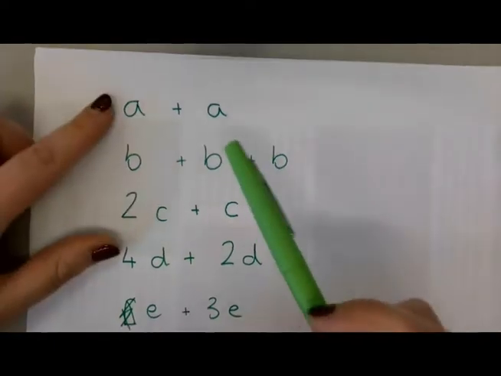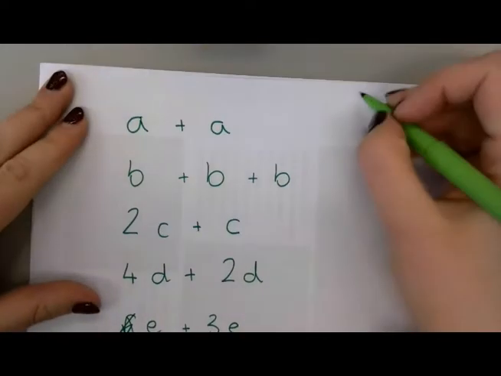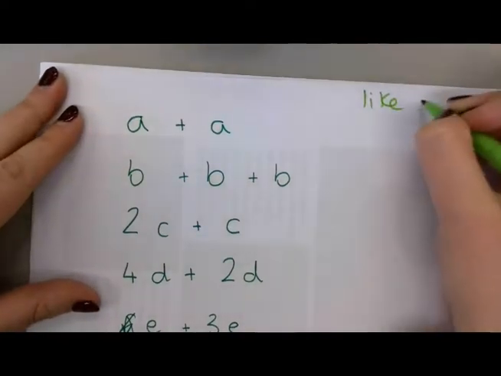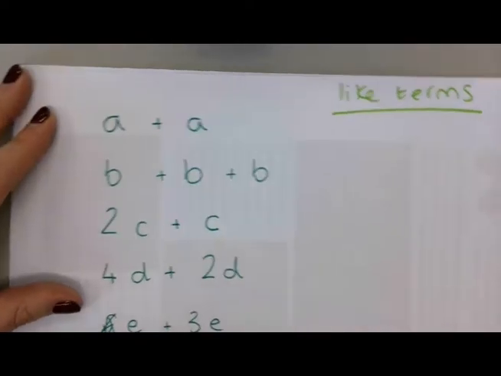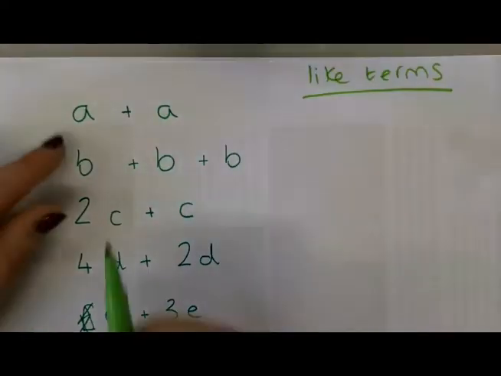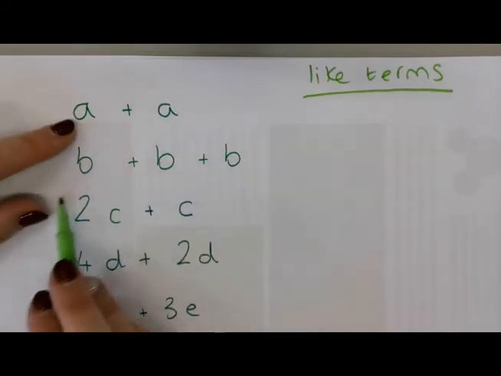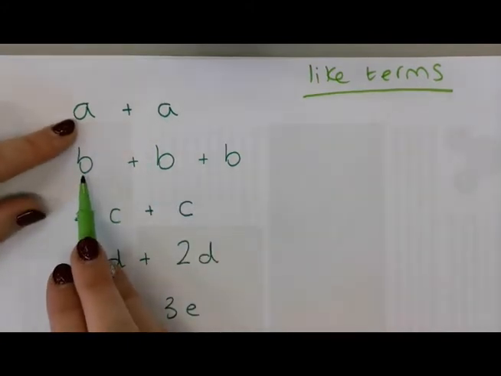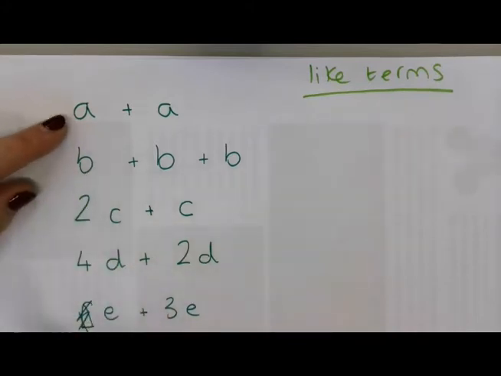So first of all, like terms. Remember how we talked about these before? If we've got like terms, these are things like A and A, we can add them together. A and B, they're not like terms, it's not the same thing. We can't add them together.